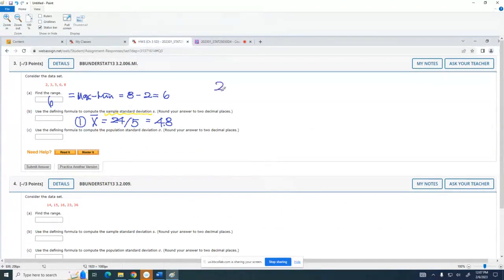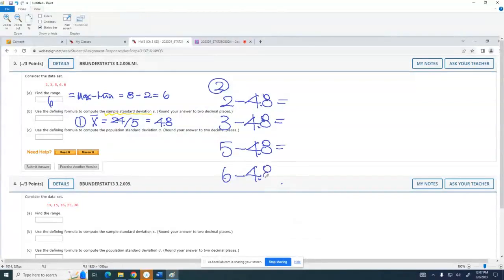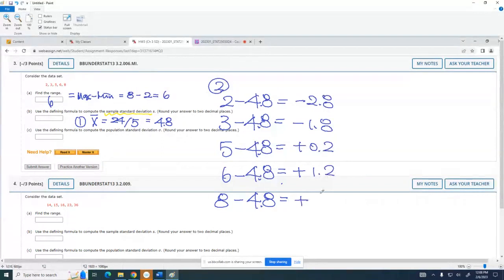And now step number 2. I need the differences. 2 minus 4.8, 3 minus 4.8, 5 minus 4.8, the mean, 6 minus the mean, and the last one is 8 minus the mean. So: -2.8, -1.8, positive 0.2, positive 1.2, and positive 3.2. Second step, differences.